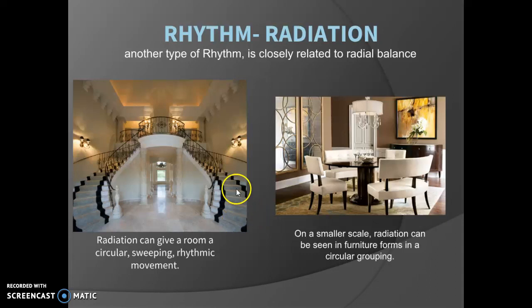The rhythm in this space would be your stairs. It's repeating of stairs. Here, there's a circular shaped table with chairs going around. Yes, this is radial balance, which you'll learn at another station, but the rhythm is with the repeating of the chairs around the round table.